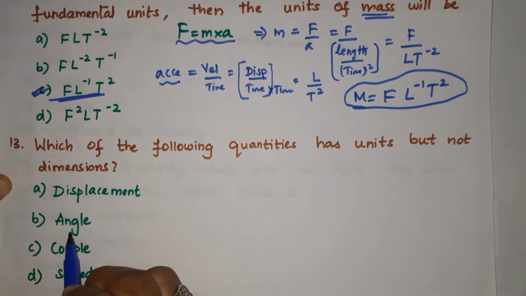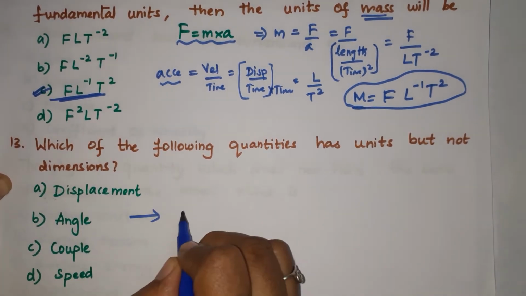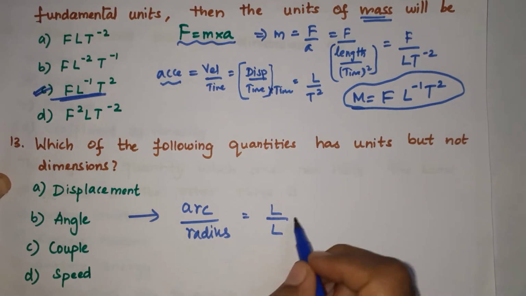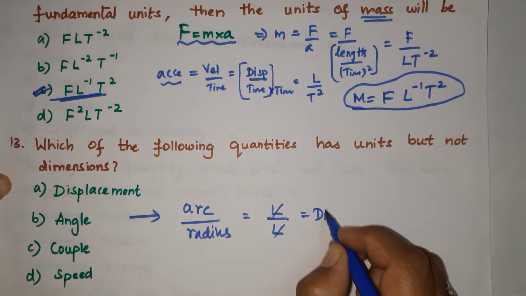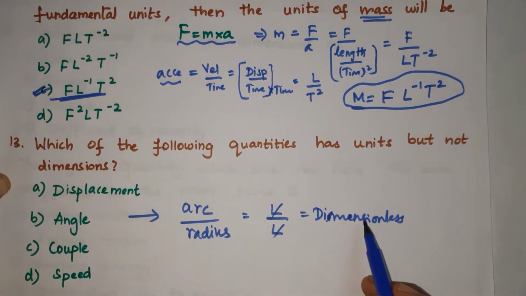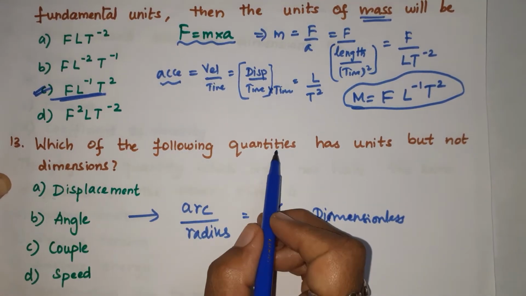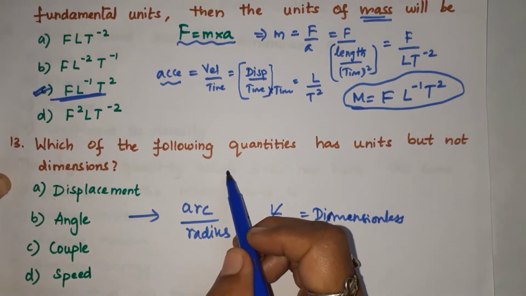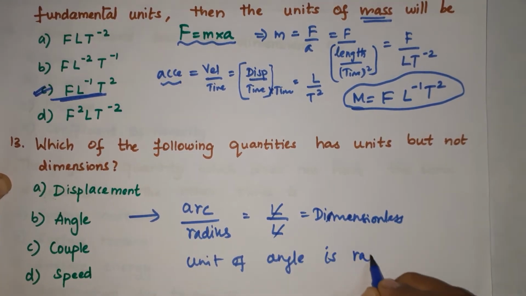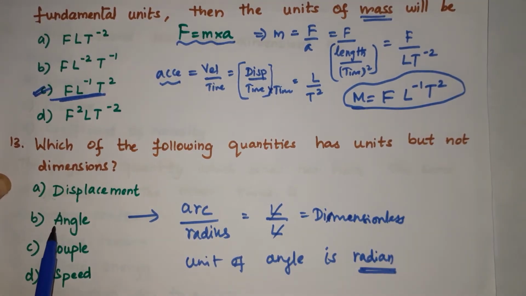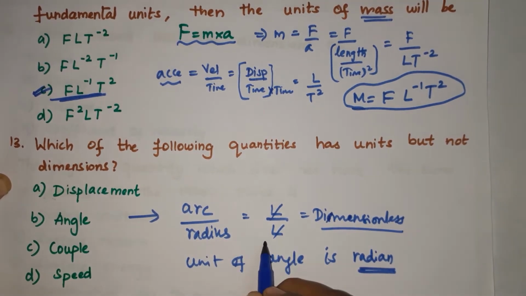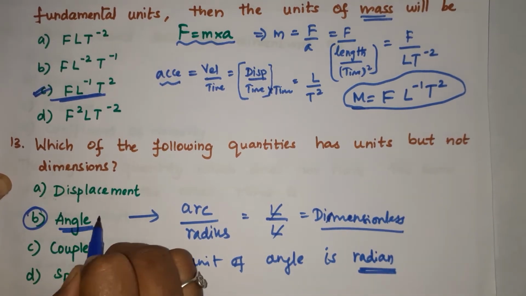Check the second. Angle. Angle can be written as arc by radius. Arc by radius, length by length. If you cancel length by length, it is dimensionless. So easily we can calculate it is dimensionless. They are asking which of the following quantities has units but not dimensions. The unit of angle is radian. If you check, the angle has a unit, radian, but it is dimensionless, because length by length gets cancelled. So easily we can mark angle as the answer for this.